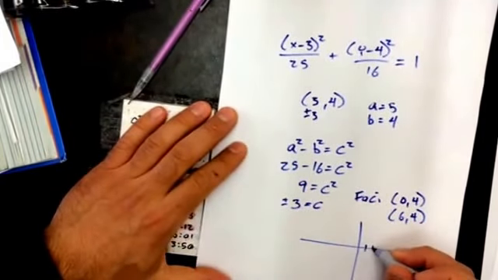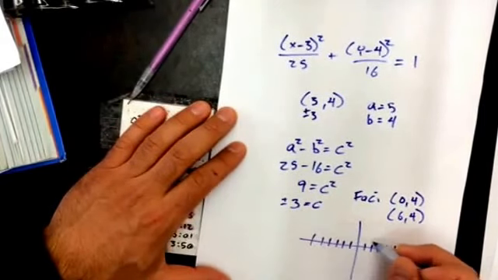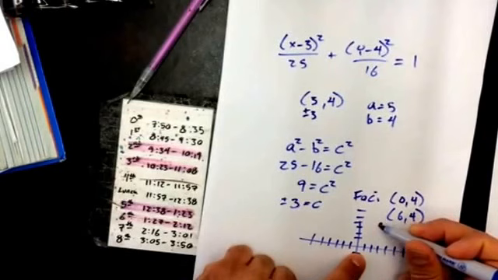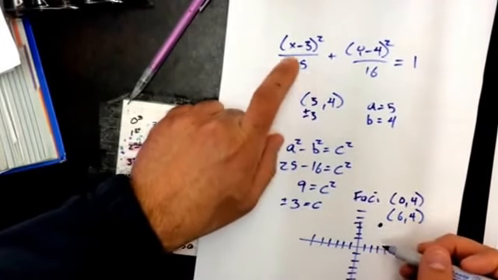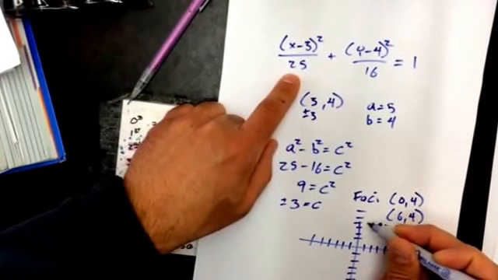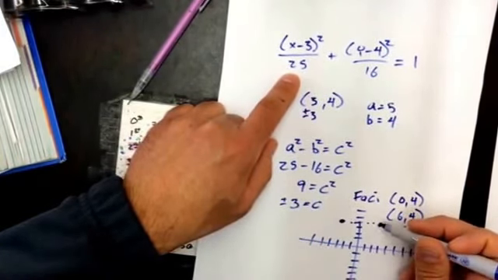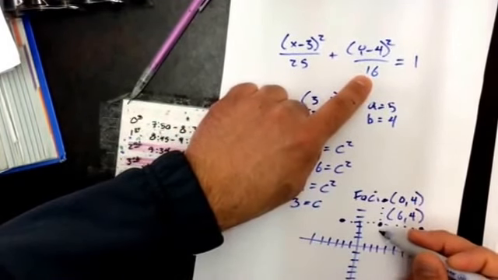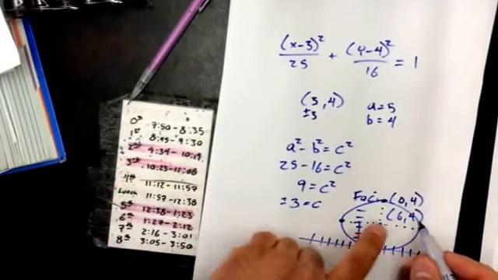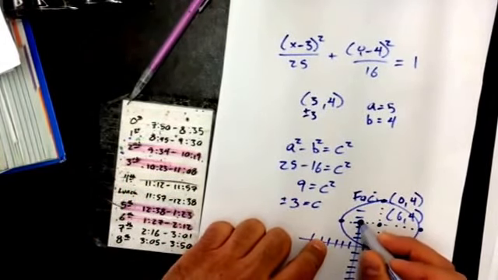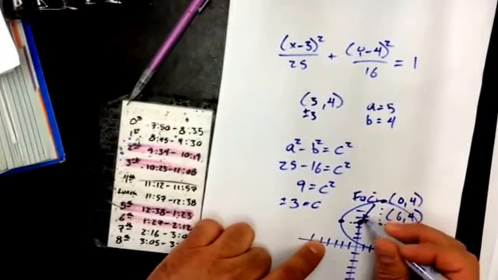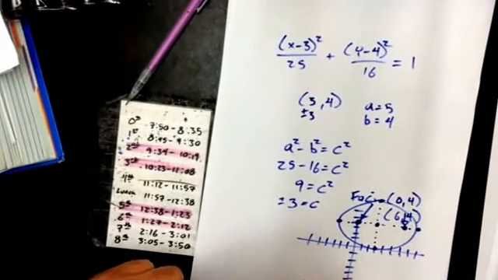What does that mean? On my graph, let's look at it. Center's at 3, 4. Remember that I go to the left and to the right, the square root of this, or 5 units. 1, 2, 3, 4. To the left, up, 4 units. So my ellipse looks like that. The foci are 2 points at 0, 4 and 6, 4. So here are the foci. And we'll look a little bit closer in class at what those foci do. And that's it.